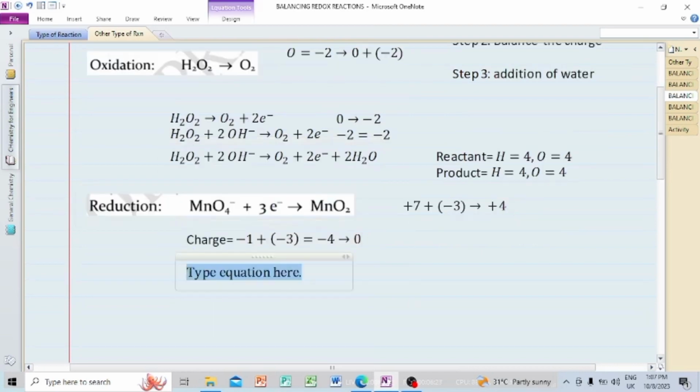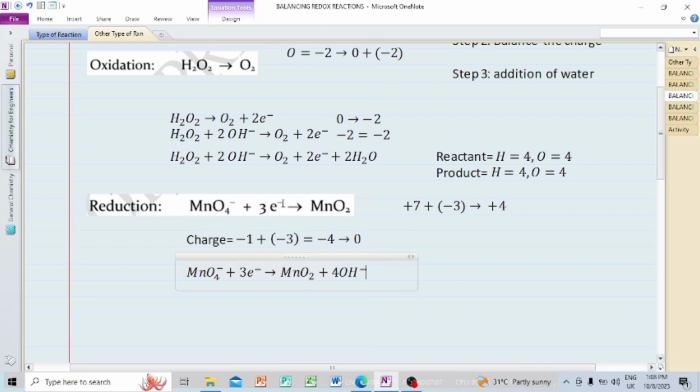So this will become MnO4 negative plus 3e negative will produce MnO2. So, from -4 to 0, mag-a-add tayo dito sa kabila, to make it -4 din on the product side, mag-a-add tayo dito ng 4 OH negative.